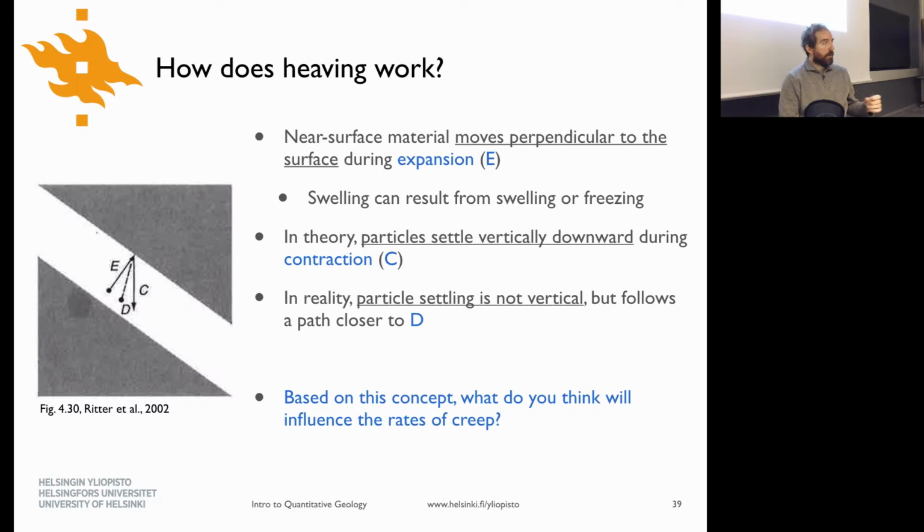So considering this model, and the fact that I could use a drink of water, what do you think is going to have an effect on things like the rates of creep? What do you think might matter when we consider this process? Just thinking of what might affect expansion, what might affect the movement of material downslope. What kind of things can you think of that might matter here?